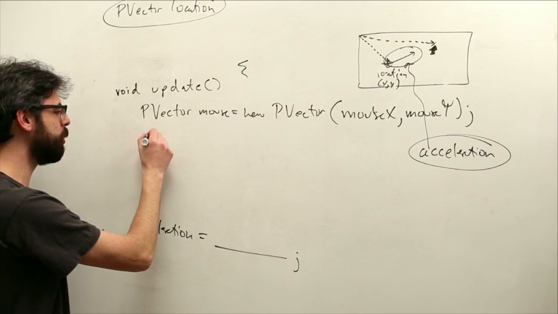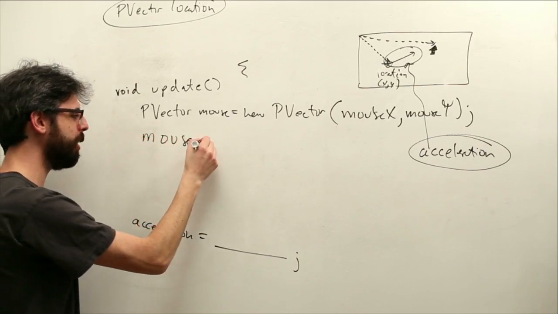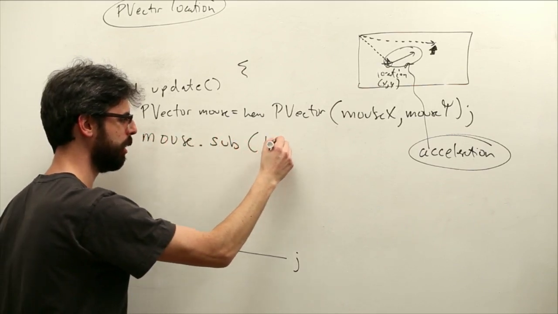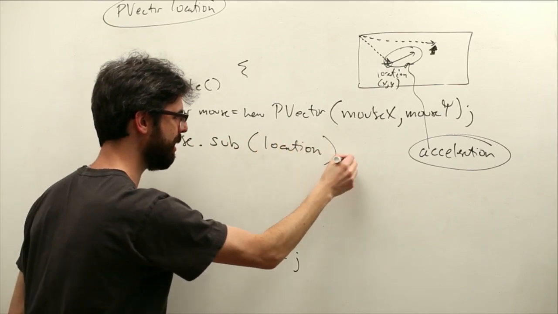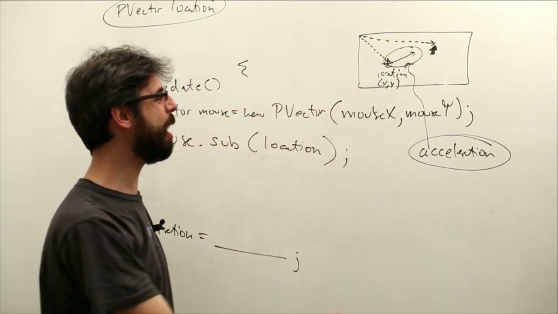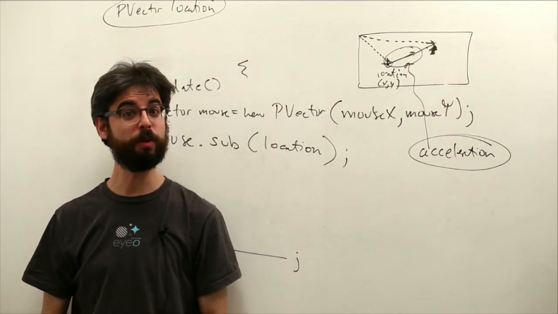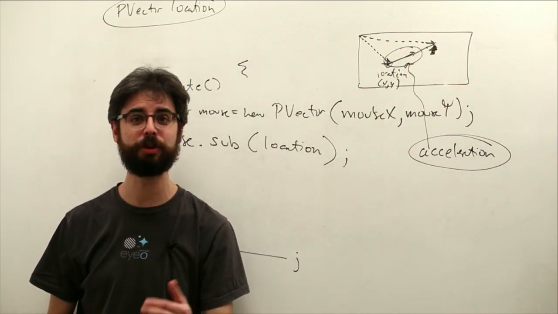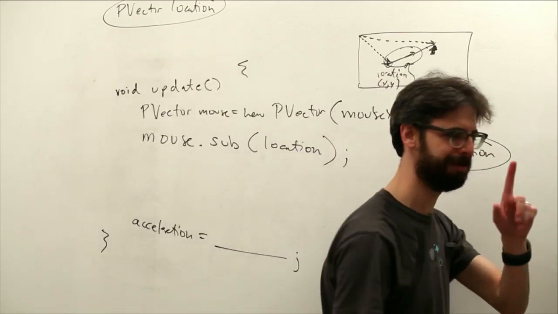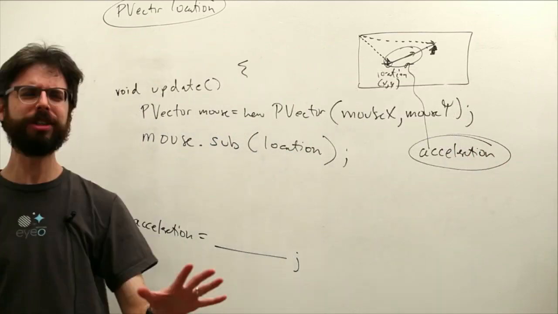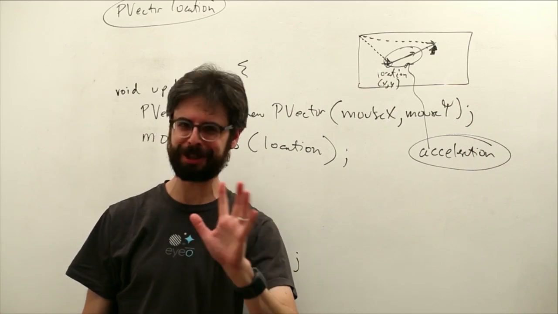So we can just do something much simpler here. We could just say mouse.sub(location). And this vector that we called mouse is now a vector that points all the way from here to there. All right, that's pretty good. Why don't we go ahead and add that into our code? I want to, but it's not the right time.